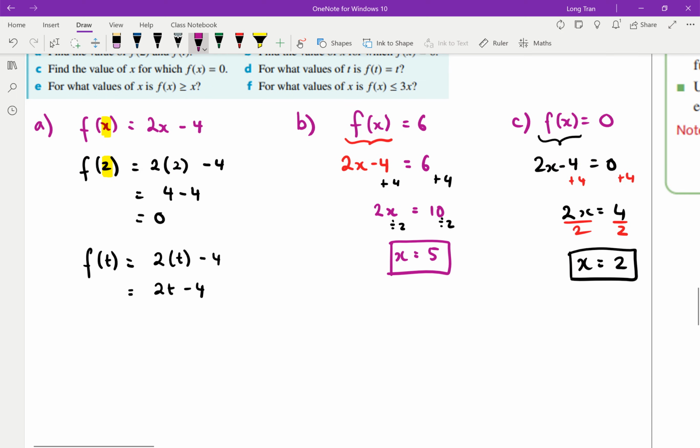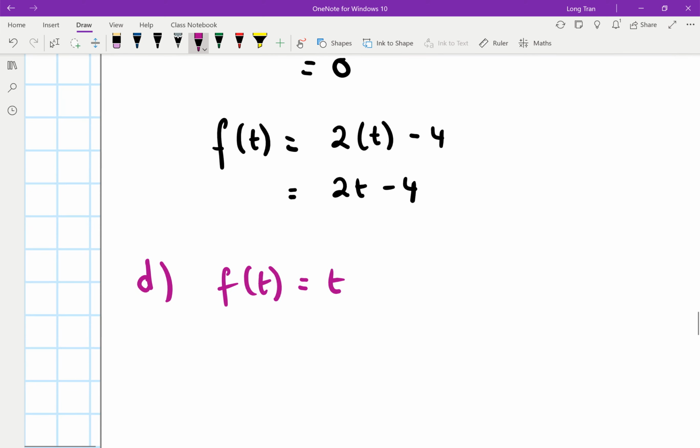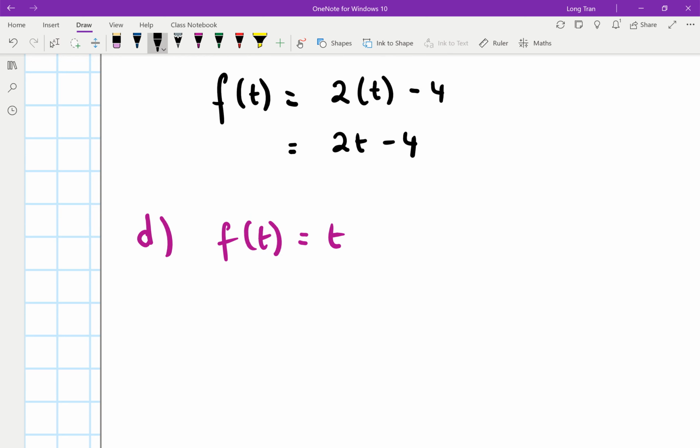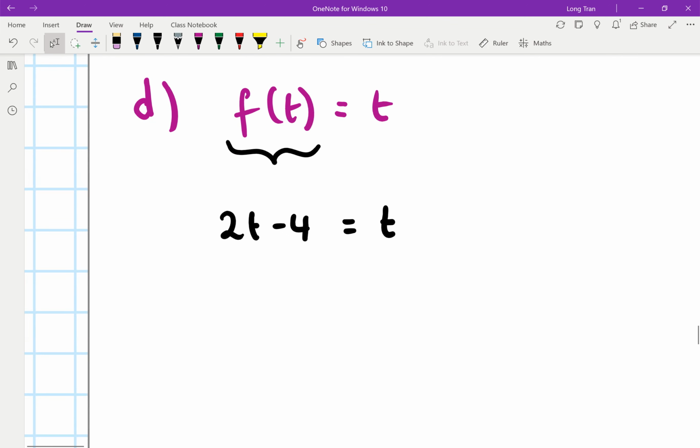Let's do part D. Part D says for what values of t is f of t equal to t? So f of t to equal t. Well, we've already found in part A what f of t is. f of t was 2t minus 4. True? And we want that to equal t. That's all I'm doing. I literally am just replacing what f of t is, and that's meant to equal t. Once you do that, can you see how now you've got an equation where you can rearrange and add 4 on both sides, and that will give you 2t is equal to t plus 4.